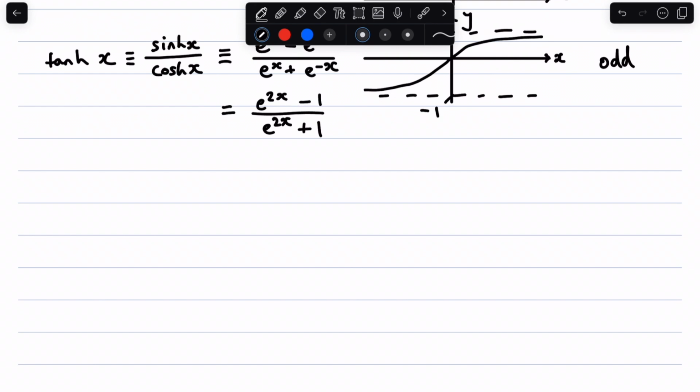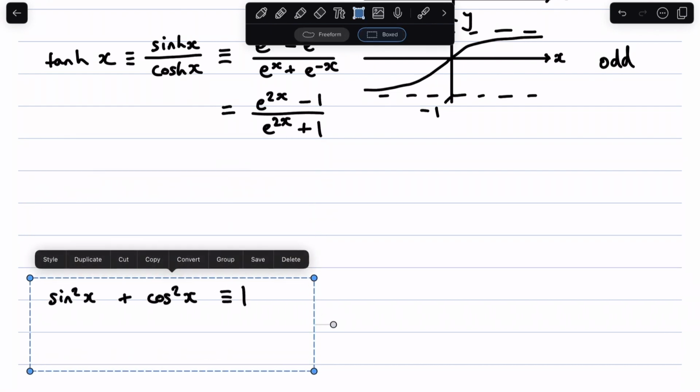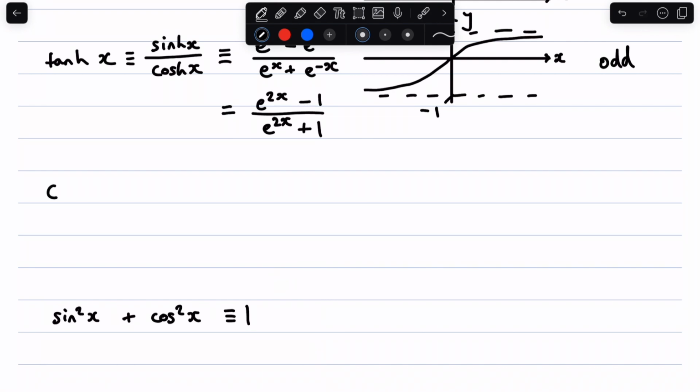Other ways in which they are similar to the trigonometric functions, apart from just the naming convention, is, for example, we know that sine squared x plus cos squared x always equals 1. Well, here we have instead cosh squared x minus sinh squared x always equals 1.